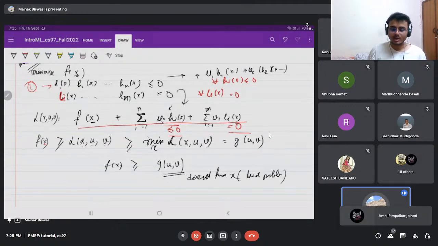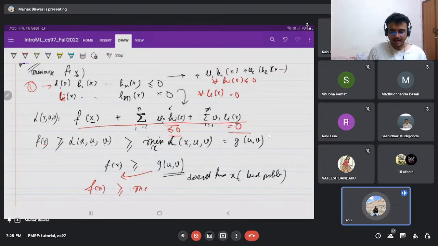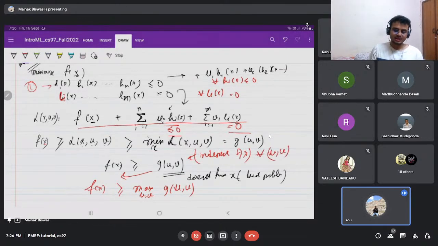So can you tell me how can you get this close to f of x? So f of x we can also write as max over u, v of g of u, v, right? So the right hand side is independent of x. So for all u, v this is true. So if you maximize over all u, v, it still remains less than or equal to f of x, right?